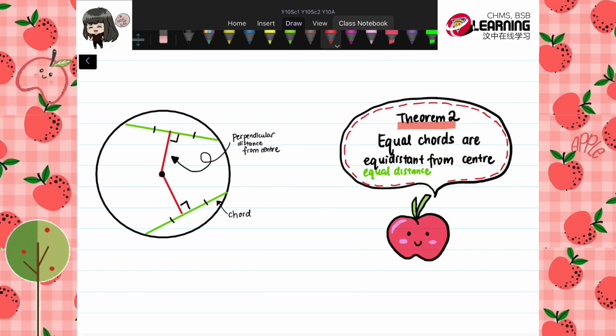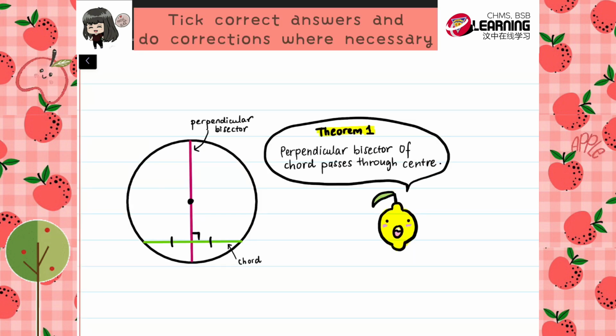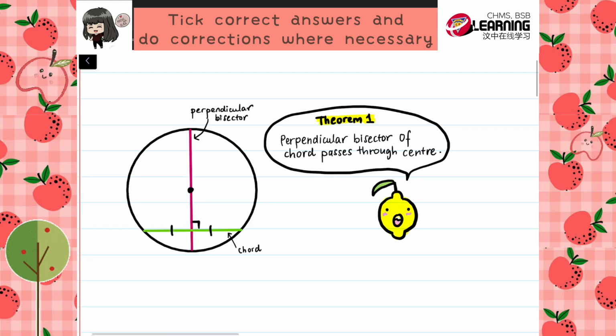Okay, so let's check out the previous lesson's homework. The previous lesson was about theorem 1: the perpendicular bisector of a chord passes through the center. Theorem 1, we recap again.